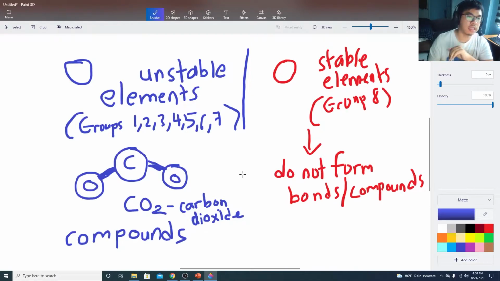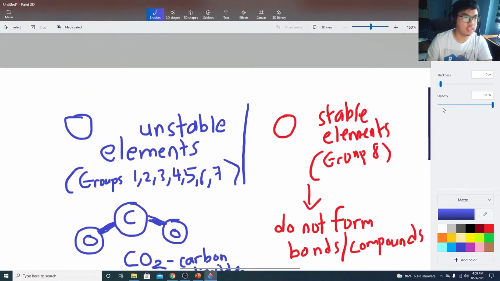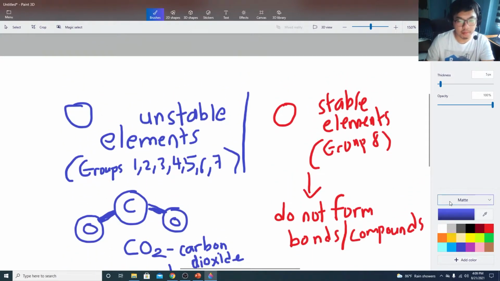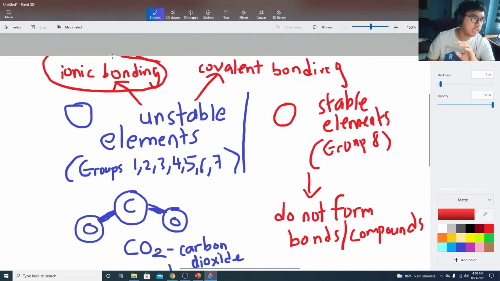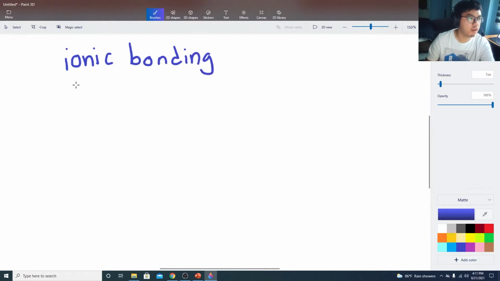Now, there are two ways for unstable elements to form bonds. One of them is called ionic bonding, and the other one is called covalent bonding. These are just two ways for them to form bonds. This topic is all about ionic bonding. Covalent bonding is something that we will look at probably next month. So how do atoms become compounds through ionic bonding? It comes from the word ion and the word bond.